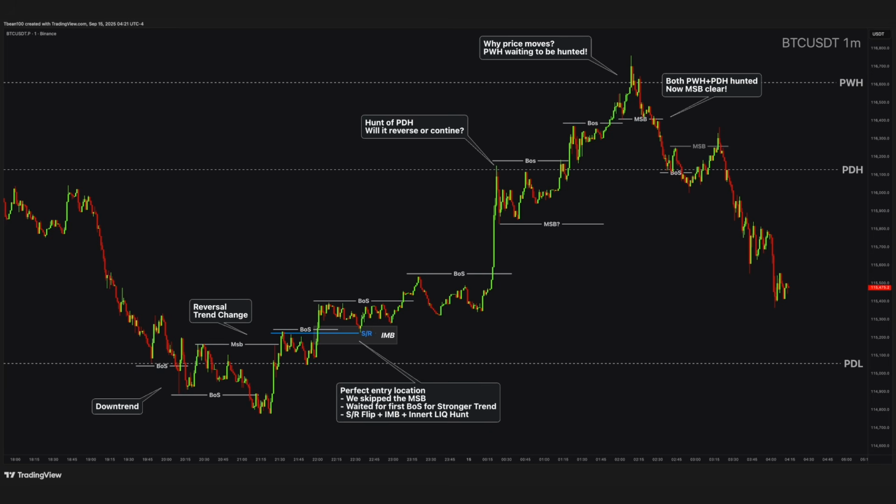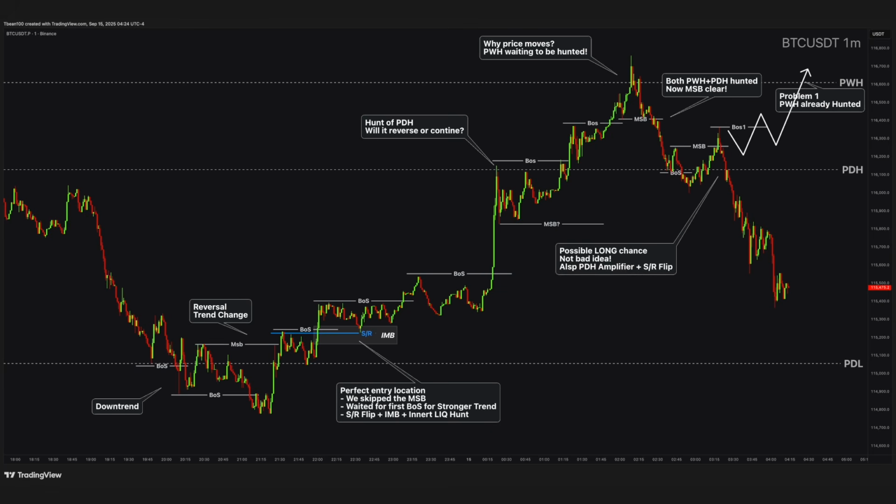Right here, what you are looking at is an inner market structure break shift that happens again. This actually creates a possible long opportunity in this example. It's not a bad idea because the PDH, the previous day high, acts almost like a strong amplifier for the move. But in these trades, there is one issue. The PWH, or the previous week's high, has already been hunted. Because of that, our upside targets are now much more limited.